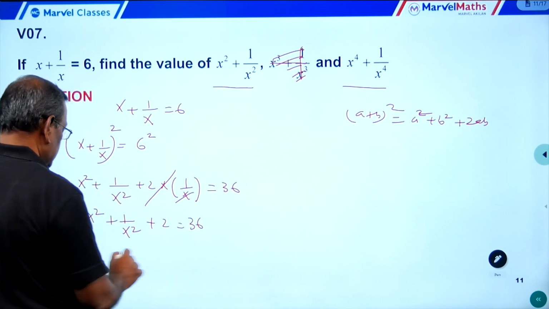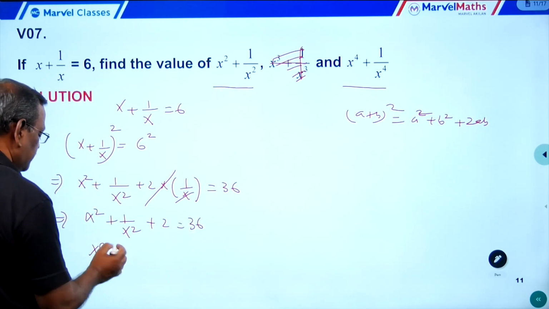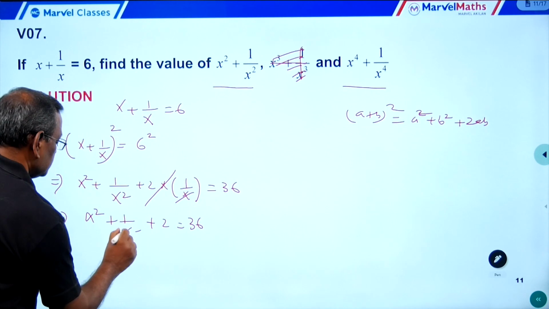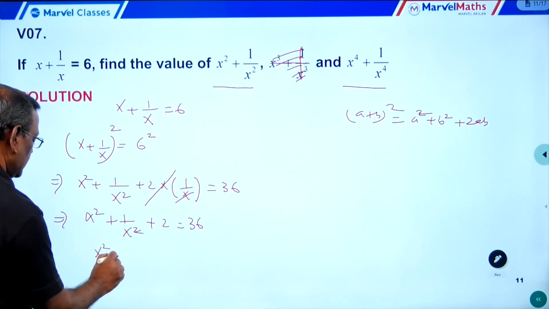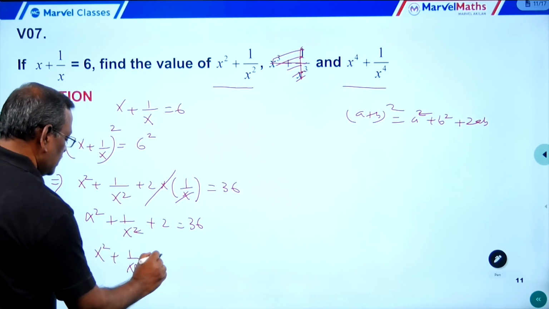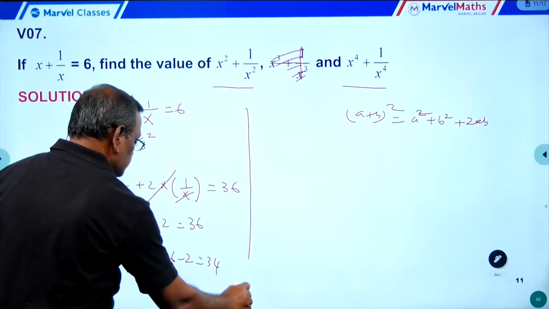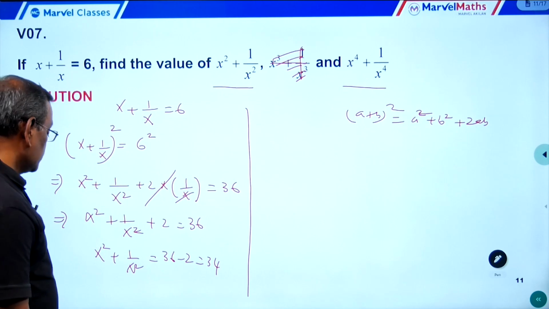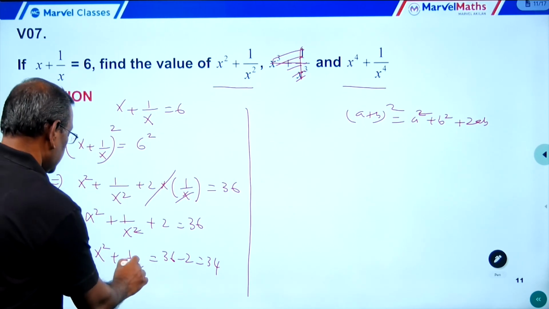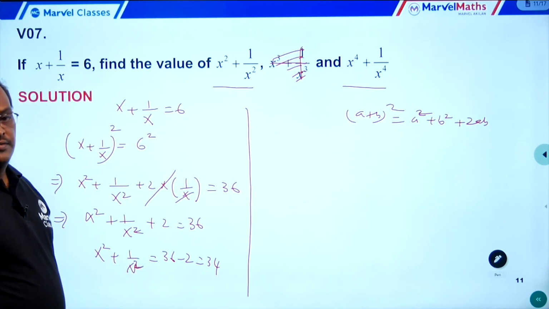equal to 36. x square plus 1 by x square equal to 36 minus 2 equal to 34. Clear? So x square plus 1 by x square equal to 34.